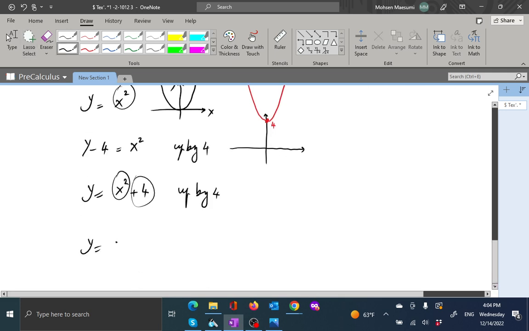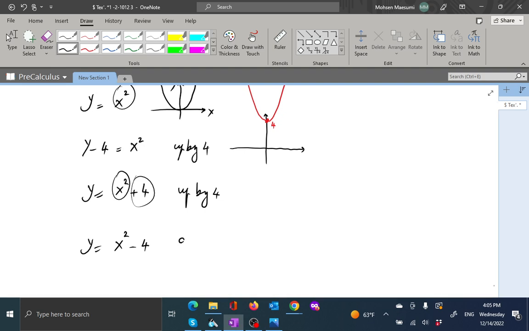Similarly, if you have y is equal to x squared minus 4, what do you think we are going to do? We are going to go down by 4. If you want to make sure you don't confuse it with the rule that we had for the x, move the 4 to this side, and it becomes y plus 4 is equal to x squared.